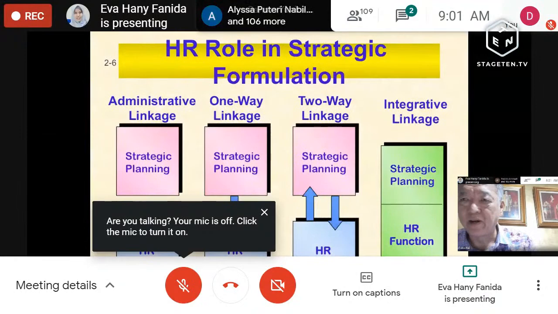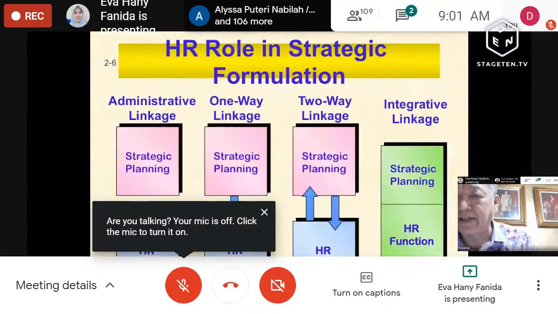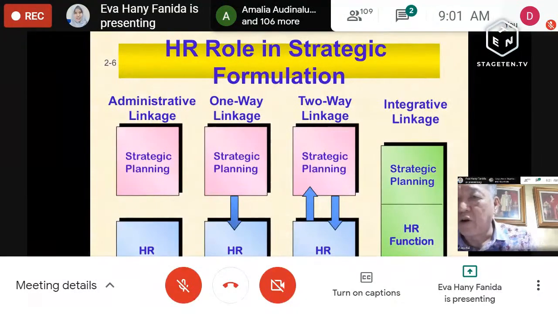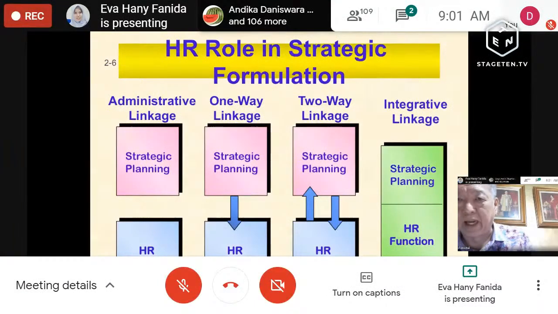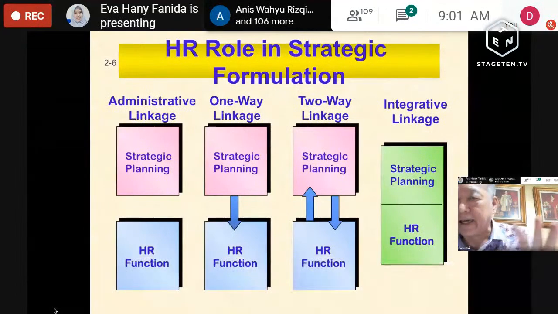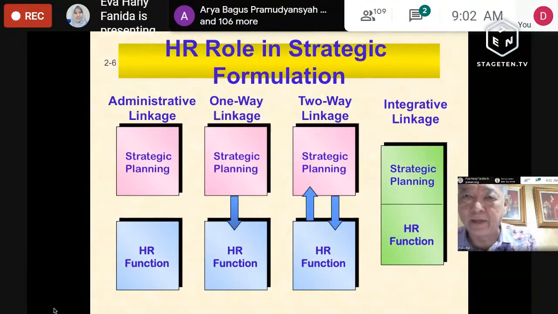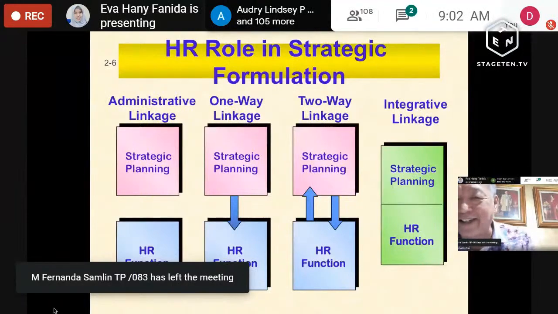The first type we call administrative linkage between strategic planning and HR functions, where each unit just does its own job, because they are structured in different functions. The strategic planning department formulates strategy, and the HR functions just do their HR functions.